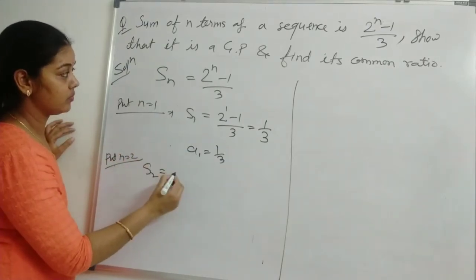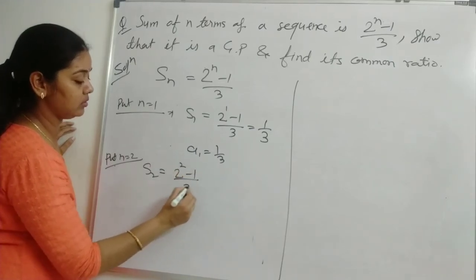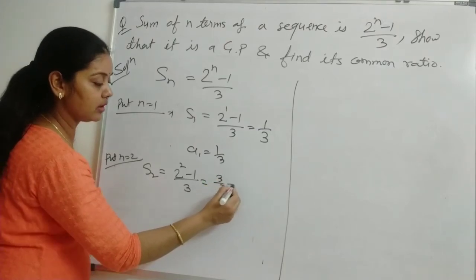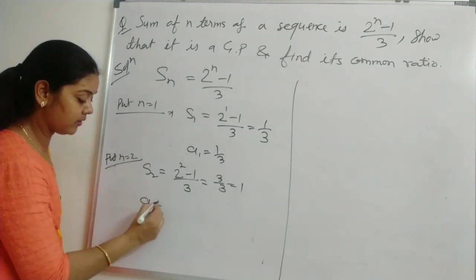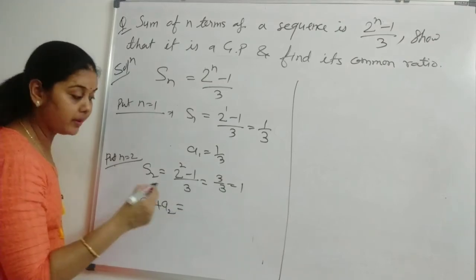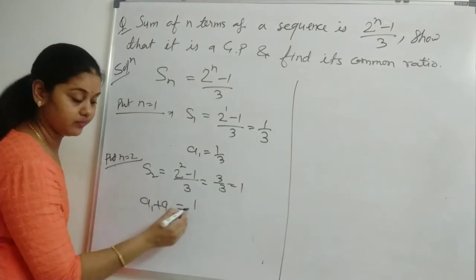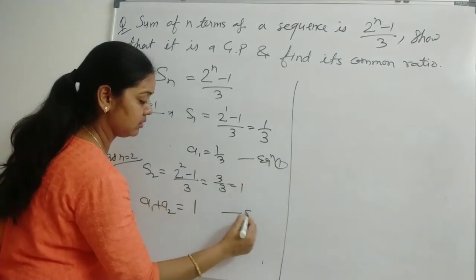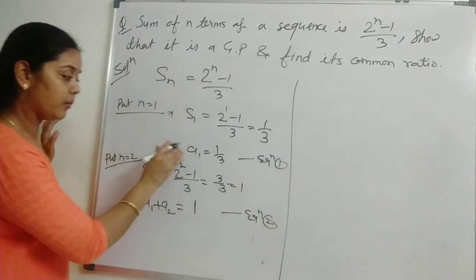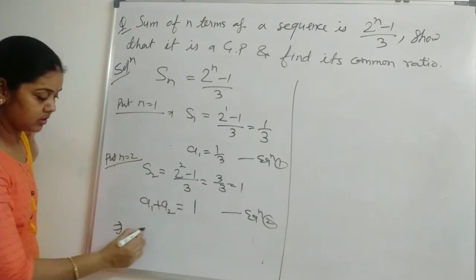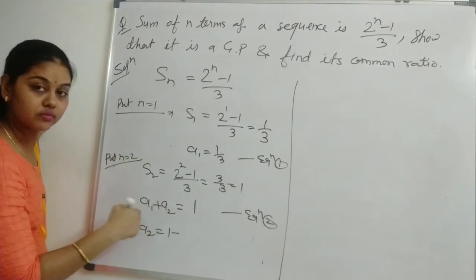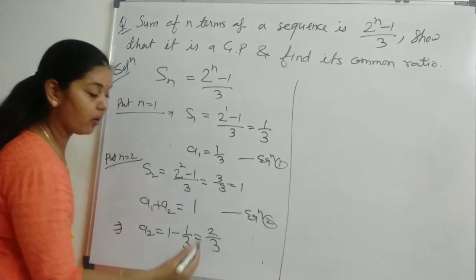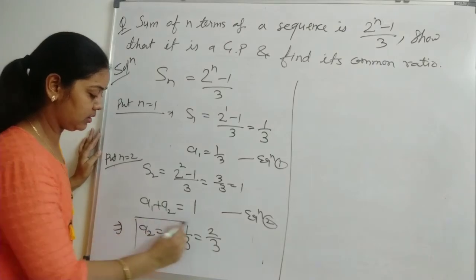S2 will be 2 raised to power 2 minus 1 upon 3. It means that will be 4 minus 1, 3 upon 3, that will be 1. It means A1 plus A2 will be equal to 1. Okay? This is equation number 2. Put the value of A1 here. So A2 will be 1 minus A1. A1 is 1 upon 3, so that is 2 upon 3. Okay? This is the value of A2.